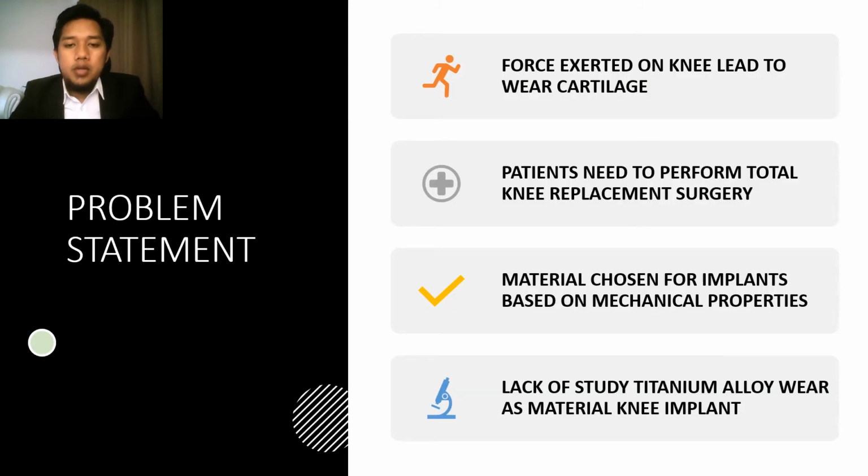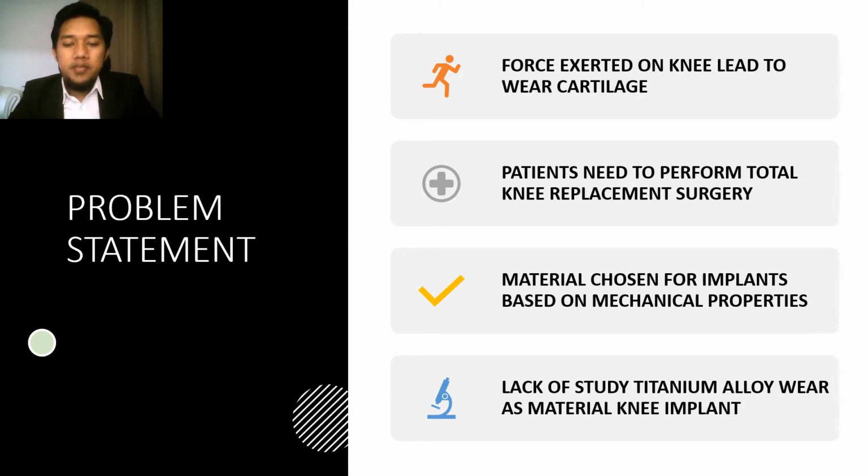Problem statement. Forces acting on the knee due to daily activities can wear out the knee cartilage. Titanium alloy can also lead to wear due to constant force sustained continuously. Patients facing knee injury, where medication treatment is not helpful, need to undergo total knee replacement surgery.